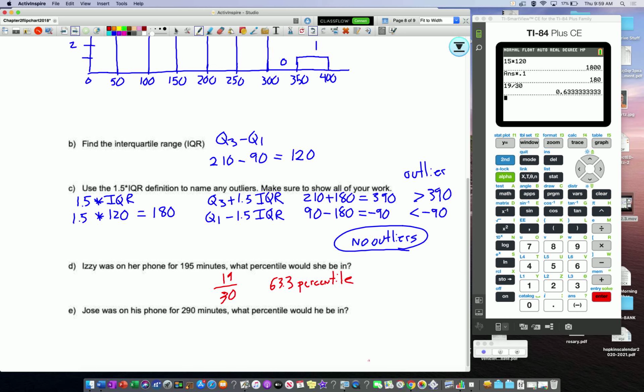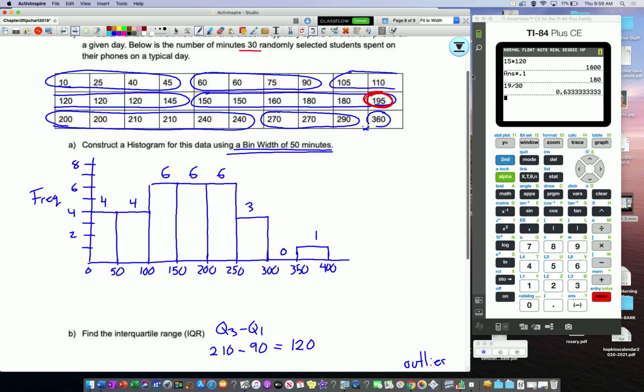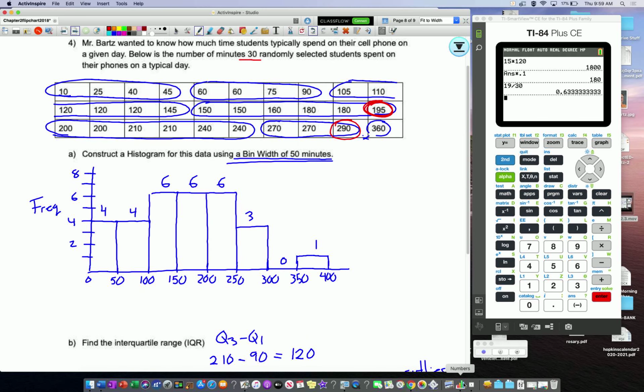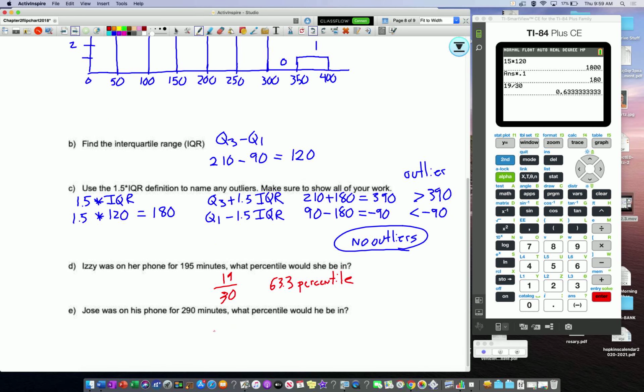All right, Jose was on his phone for 290 minutes. What percentile would he be in? Whoa, he's right here. So there are him and one above, so 2 students that are not below him. So another way of thinking about that is there would then be 30 minus 2 is 28 divided by 30. Oops, I forgot the equals there. So 28 divided by 30 is 93. So he's in the 93rd or 93.3 percentile.